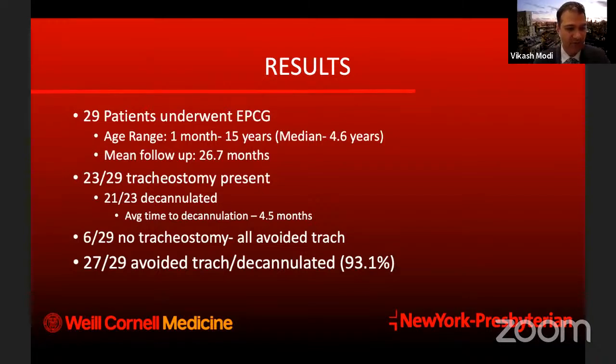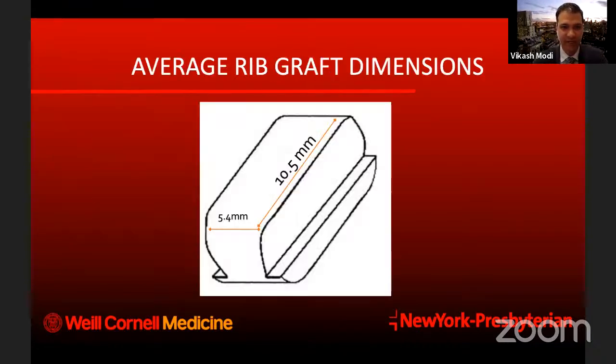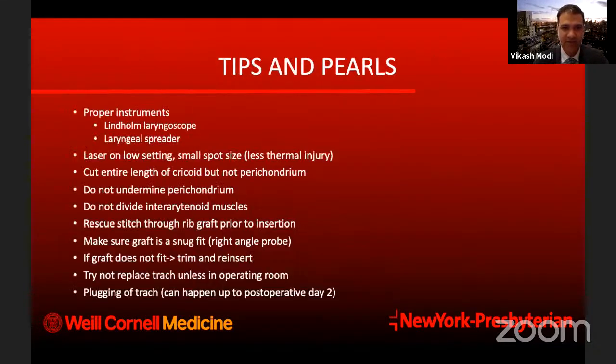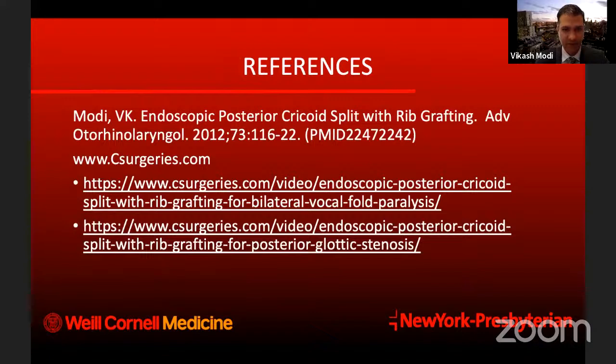Andy Inglis was the first to describe it out of Seattle. And so that's why I call it the Inglis procedure, but it's really called an endoscopic posterior cricoid split with rib graft. These are our average graft dimensions. Bunch of tips and pearls. You can read the paper that goes over all these tips and pearls. And here's our reference. I've written it up there. I won't go over all the nuances of the surgery.